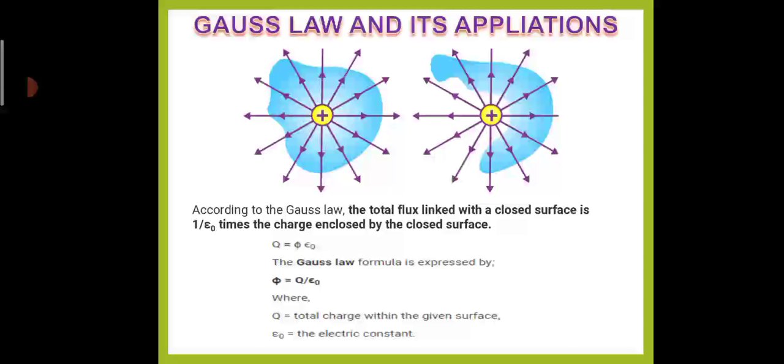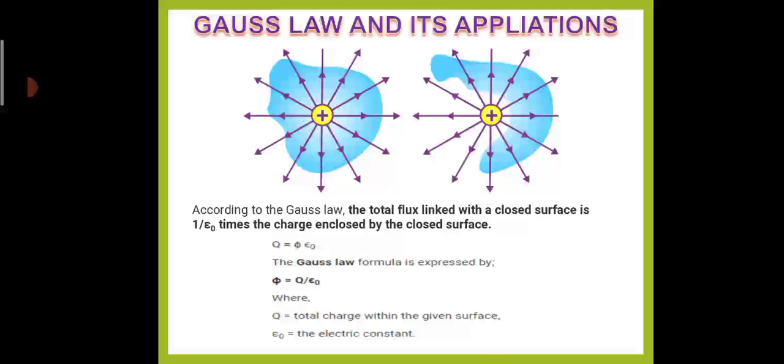Okay. Now, in Gauss's theorem, the net flux through a closed surface is directly proportional to the net charge in the volume enclosed by the closed surface. So phi equal to Q divided by epsilon 0. In simple words, Gauss's theorem relates the flow of electric field lines, or we can say flux, to the charges within the enclosed surface. If there is no charge enclosed by a surface, then the net electric flux remains 0.